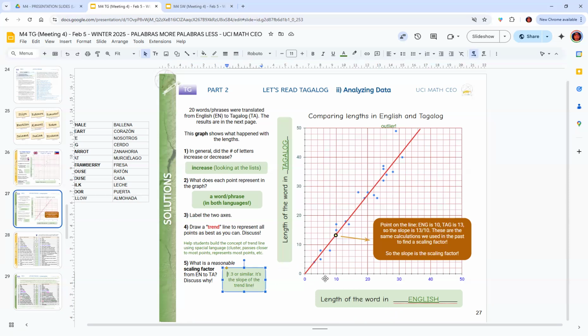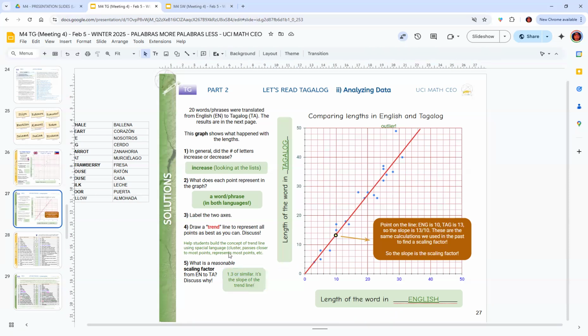So 1.3 or similar should be a good answer. And then it's the slope of the trend line. So that's a nice conclusion. Yeah, so for number 4, you can use cluster, passes closer to most points, represents most points, etc. So lots of things there.